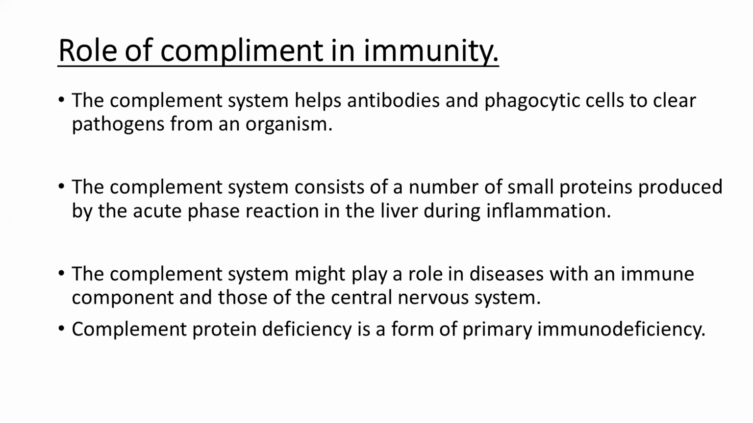Another role is that the complement system helps antibodies and phagocytic cells to clear the pathogen from the organism. The complement system consists of a number of small proteins produced by the acute phase reaction in the liver. The complement system might play a role in diseases with an immune component and those of the central nervous system. Complement protein deficiency is also a form of primary immunodeficiency.